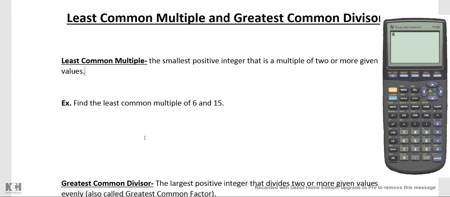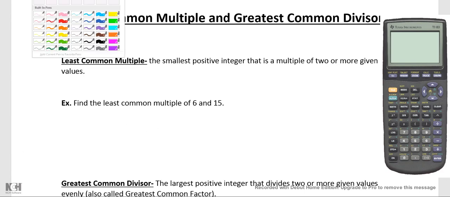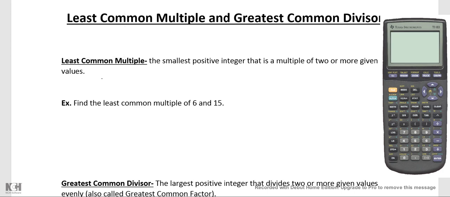In this section we want to talk about the concepts of least common multiple and greatest common divisor, also called the greatest common factor. The least common multiple is the smallest positive integer that is a multiple of two or more given values. So what we do when we try to find the least common multiple by hand is just list out the multiples of each number and see if we can find the first one that we have in common.